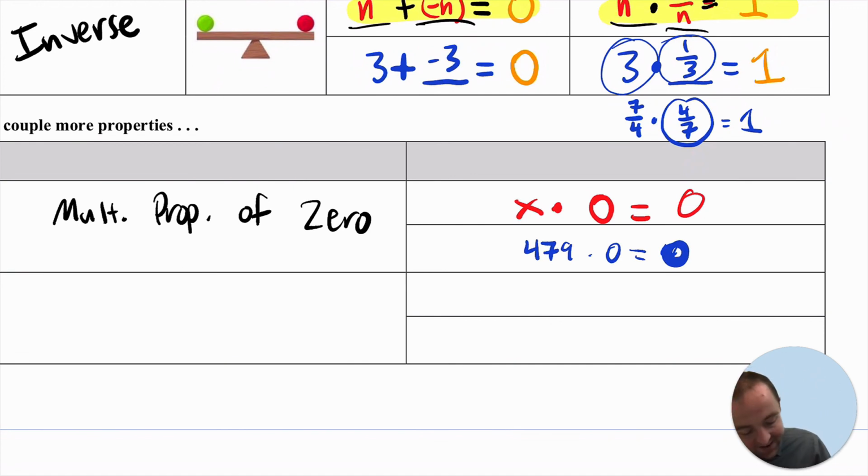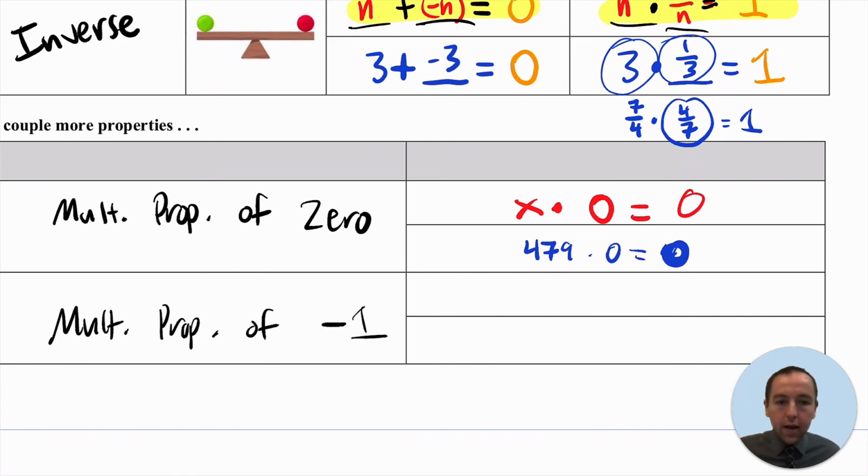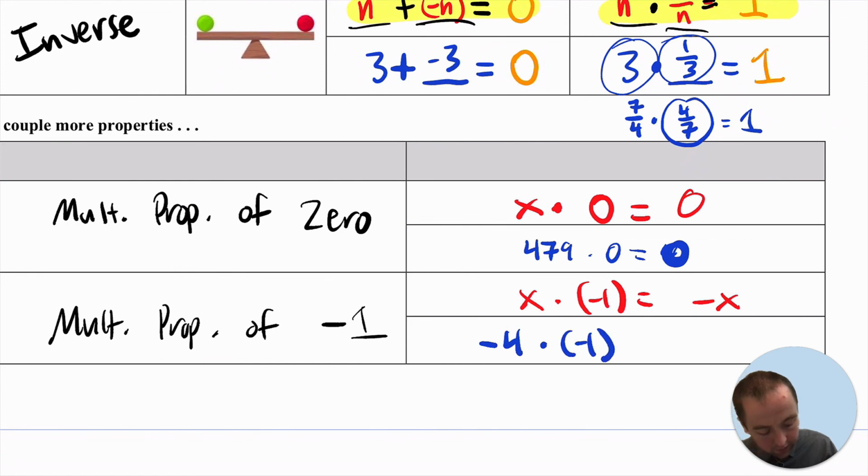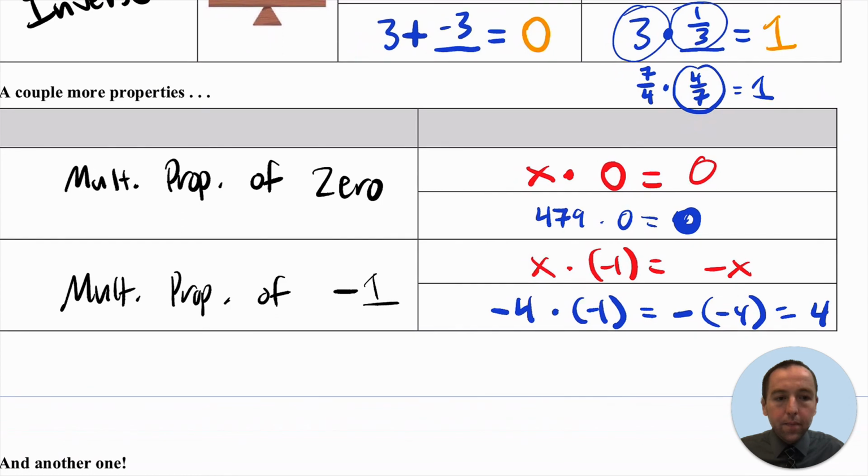All right, and then we have the multiplication property of negative 1. That name tells you exactly what's going on. If you pick a number x and you times it with negative 1, it's going to equal negative x. So, for example, if I took negative 4 and then I times it with negative 1, it's supposed to be equal to the negative of the number I started with, which is negative of negative 4, and negative of negative 4 is equal to positive 4, of course.